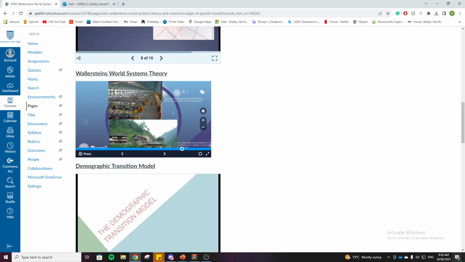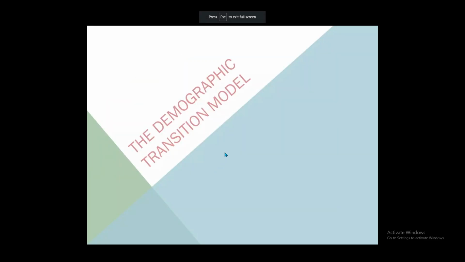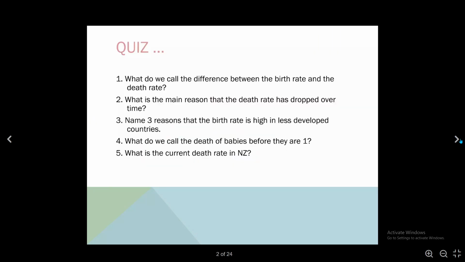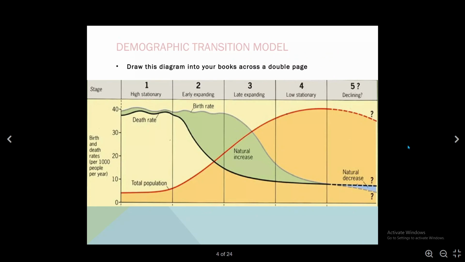All right. So moving on to one that I know that you are more familiar with, the demographic transition model. We have some questions here you can complete. So I'm just going to skip that one. Here we go. Here's our demographic transition model. We've seen this many times.